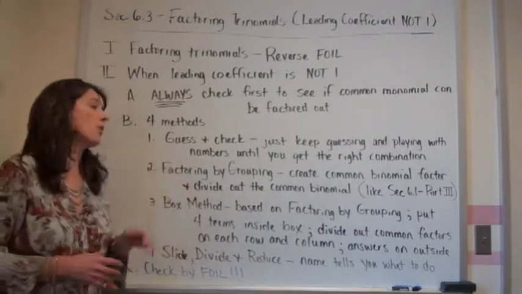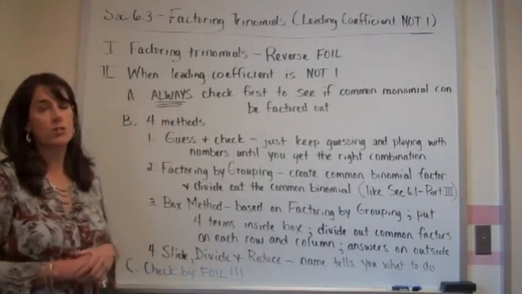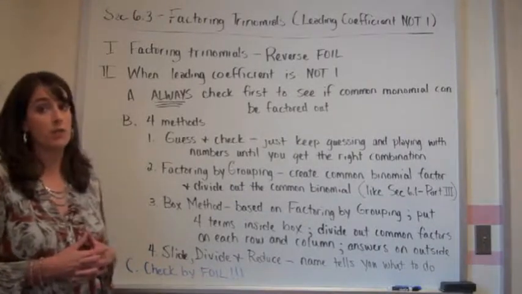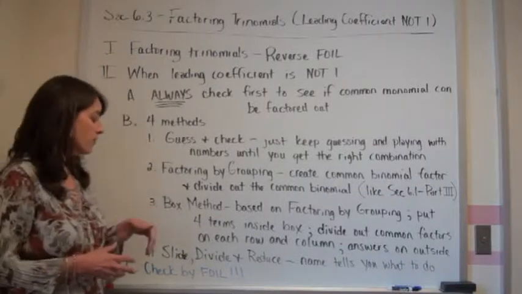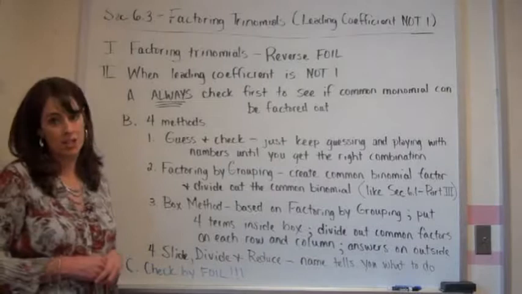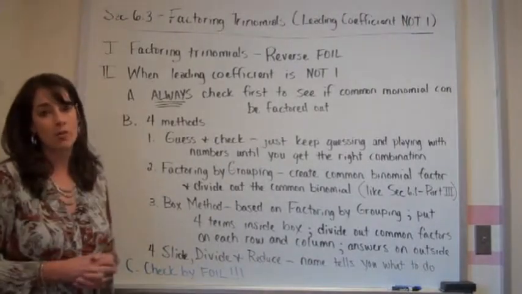Now, once you've exhausted all that, there are 4 methods that you can use. There's actually 5 methods that you can use to factor your trinomials when the leading coefficient's not a 1, but these are the 4 that I prefer the most. Your first method is the old guess and check. Back in my day, guess and check is all that you had.